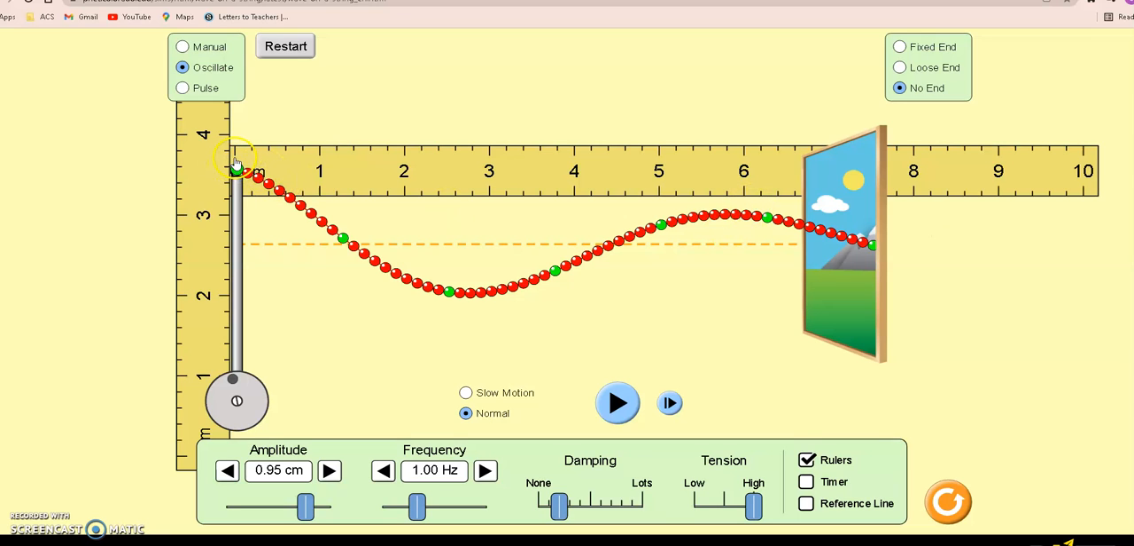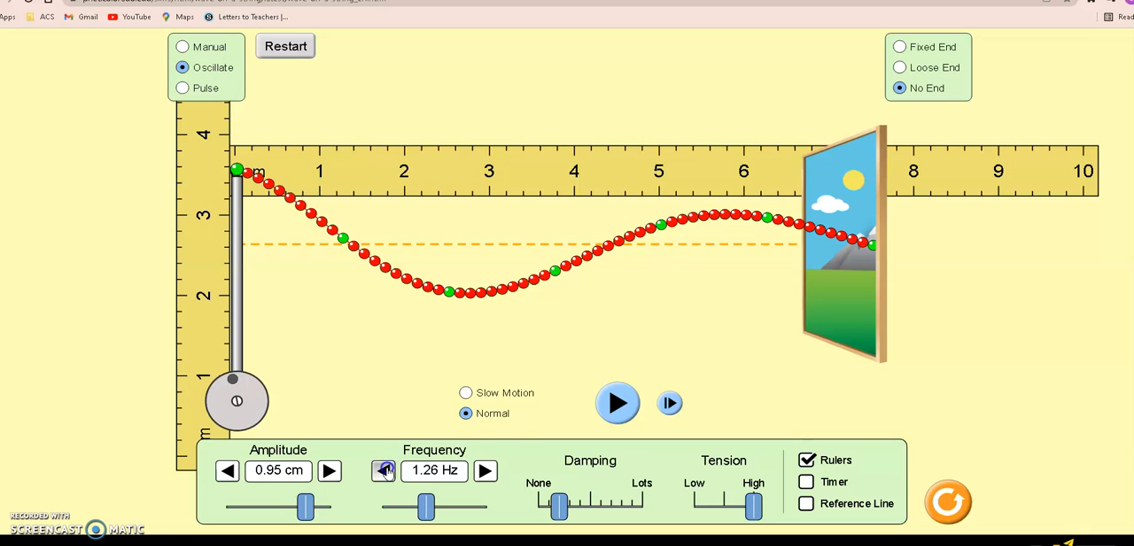So I can start here at the beginning of the ruler and go all the way to right about 6. So it would be 6 centimeters for a frequency of 1. The next one goes up to a frequency of 1.25. So I'm going to bump it on up there.